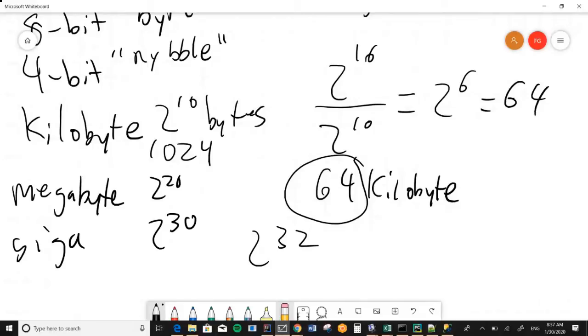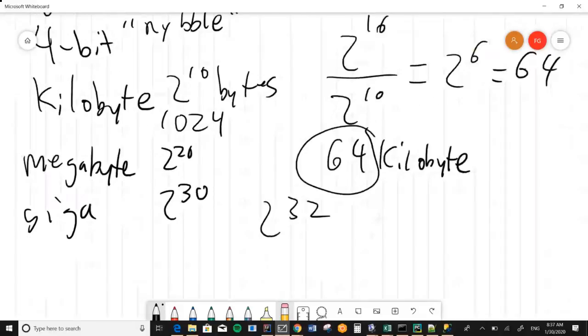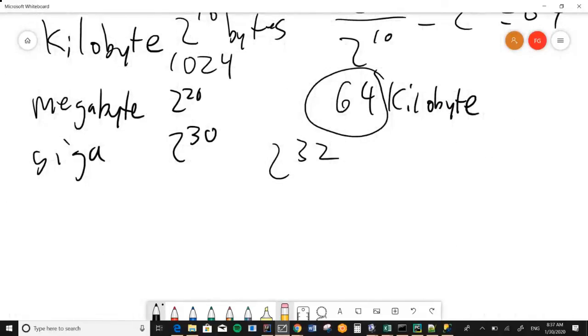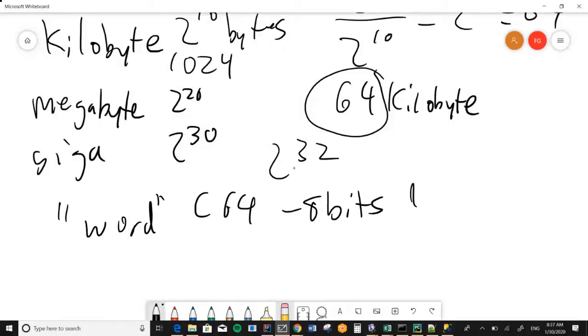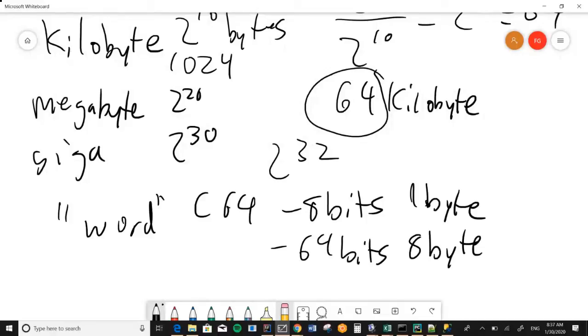So the term for the size of the data bus is called a word. So on the Commodore 64, a word was 8 bits, 1 byte. On a modern machine, a word will typically be 64 bits. A word actually winds up being 8 bytes. And this too has interesting implications.